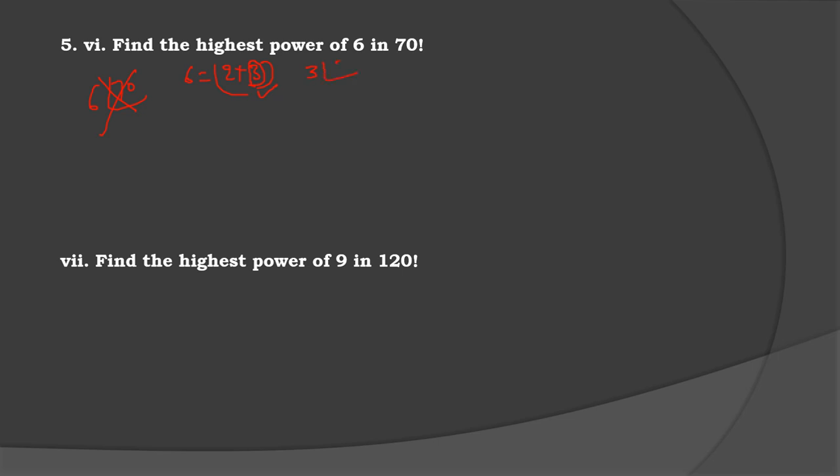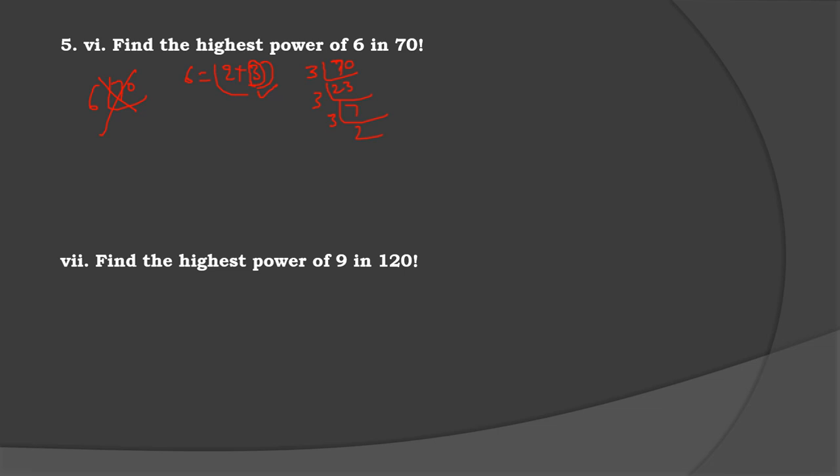70 divided by 3, how many times? 23 times, right? 23 times is 69. Again divide by 3: 7 times. Again divide by 3: 2 times. In 2, 3 no cancellation. Finally it is 23 plus 7 plus 2, that is 25 plus 7, 32. So the number of 3's equals 32.